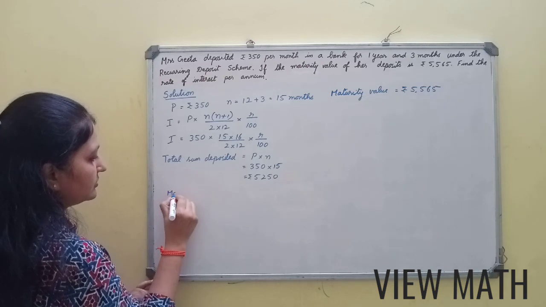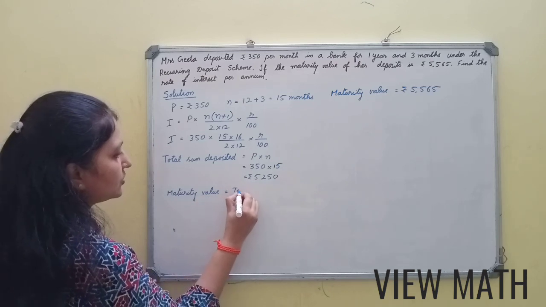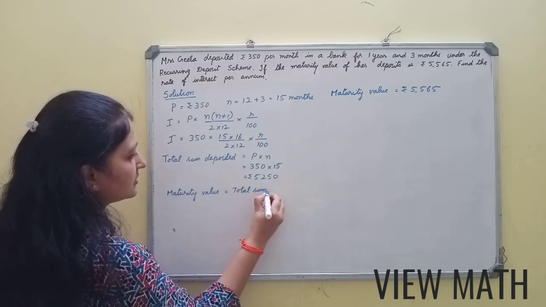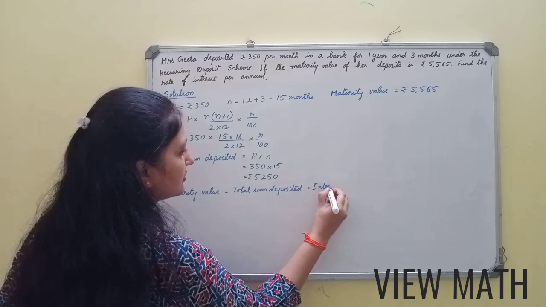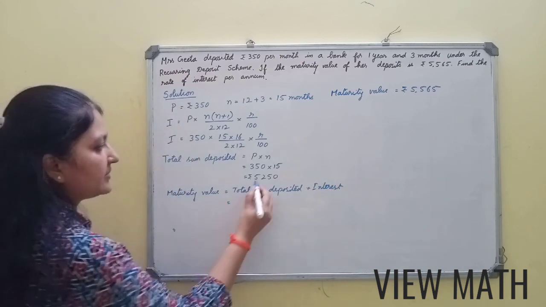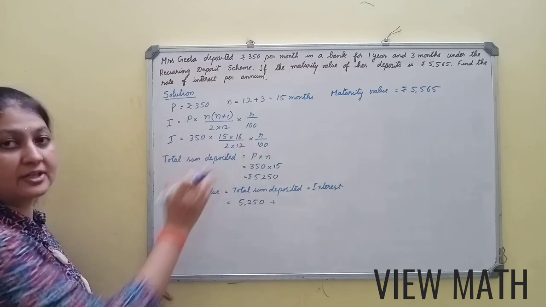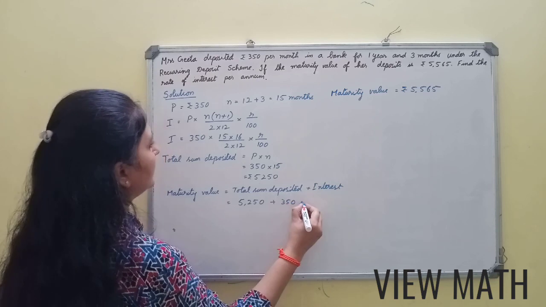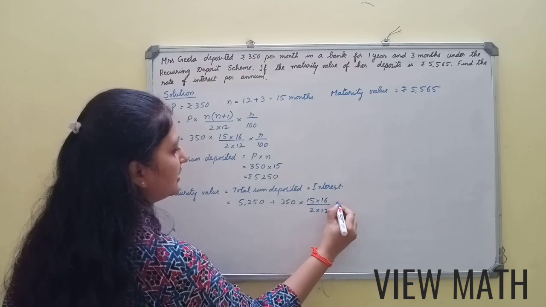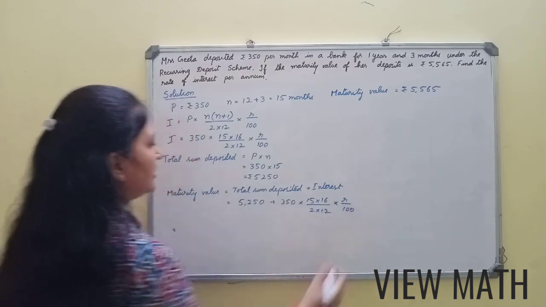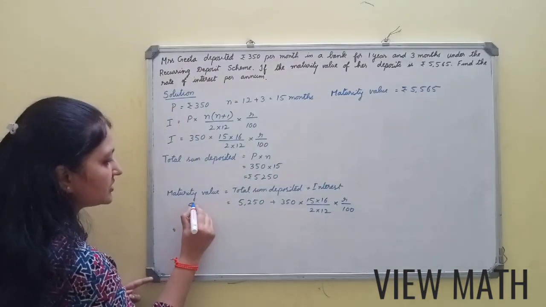Next, maturity value. Maturity value is equal to total sum deposited plus interest. Total sum deposited is 5,250 plus interest. Let me write this one. 350 into 15 into 16 divided by 2 into 12 into R by 100. Maturity value they have given in the question. It is 5,565. Let me substitute it here.